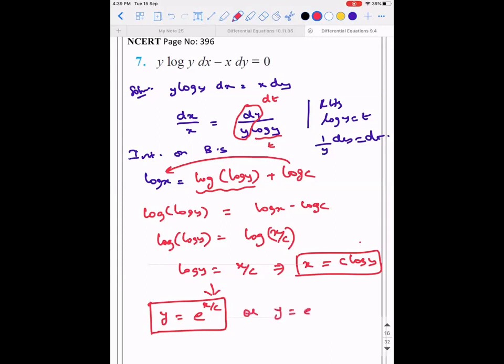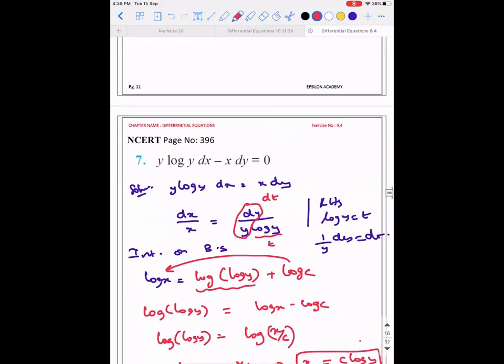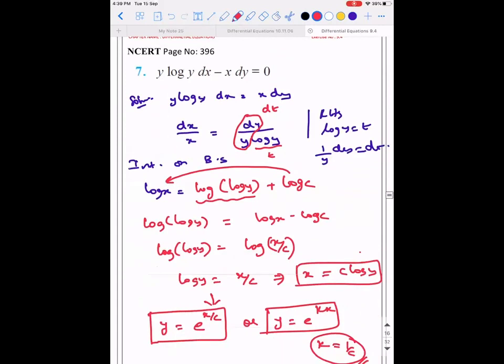We can take 1 by c as a constant. You can take y is equal to e power kx, where k is nothing but 1 by c. I hope you are not getting confused with this constant. The c I'm taking and the one given in your textbook don't mean the same, because they are arbitrary constants. You don't know what the value of it is. It is just some value that we are taking.